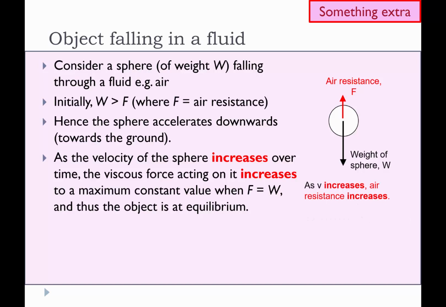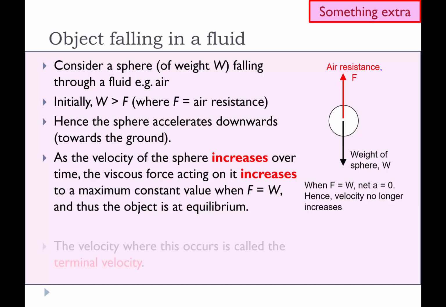So as you can see, velocity increases, air resistance increases. The air resistance will increase in magnitude until it equals the weight. When the air resistance is equal to the weight, net force is zero, acceleration is zero, and the velocity no longer increases. Because velocity stays constant, air resistance stays constant. So it will finally reach the point where net force is zero and will stay zero. The velocity in this case is called the terminal velocity.